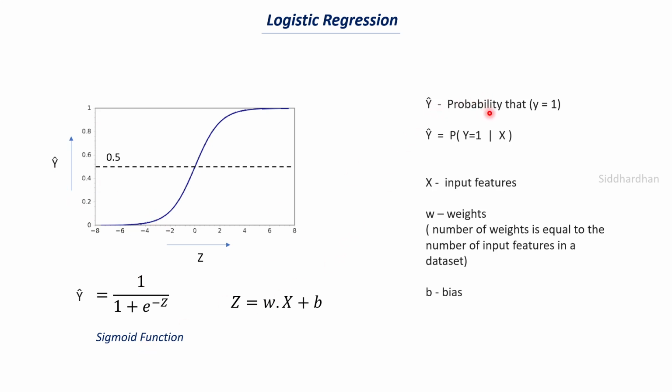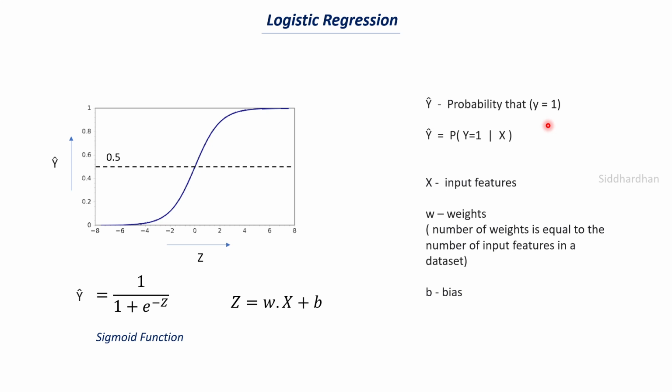y cap is the probability that y is equal to 1. In logistic regression, the problems we work on will be binary classification problems. Binary classification means we will try to classify the data points into two classes. It can be either 0 or 1, or it can be like predicting whether a news is real or fake. In all of these cases, there are only two classes or two types.